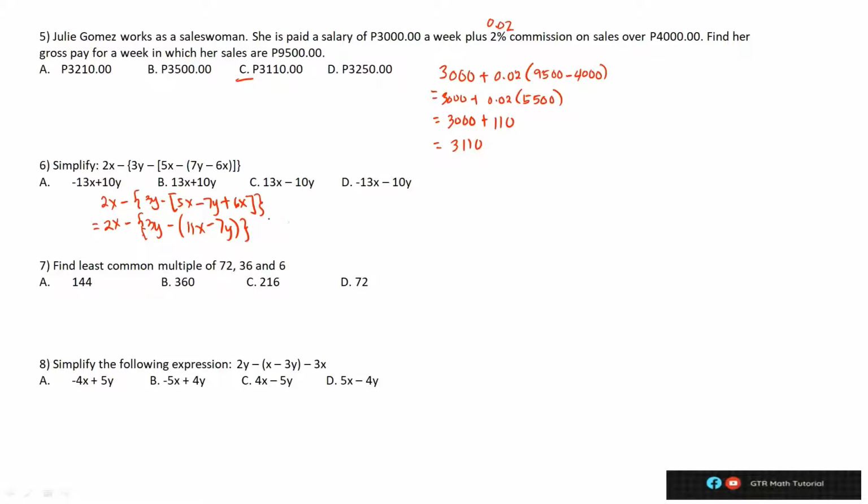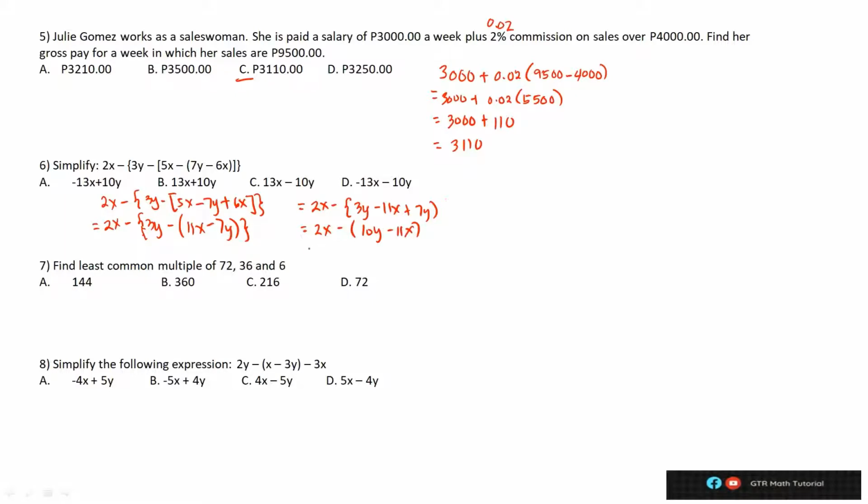Okay, so ayan, so next, tanggalin ulit natin yung negative sign. So, change the sign of each term. So, we have, so equal siya sa 2x minus 3y. So, we have changed the sign of 11x and 7y. So, we have negative 11x and then positive 7y. Then, combine like terms. So, we have 2x minus 3y minus 11x. So, combine 3y and 7y. So, we have 10y minus 11x.